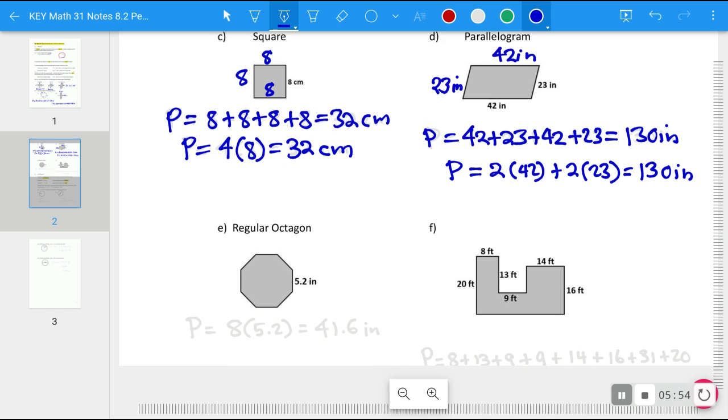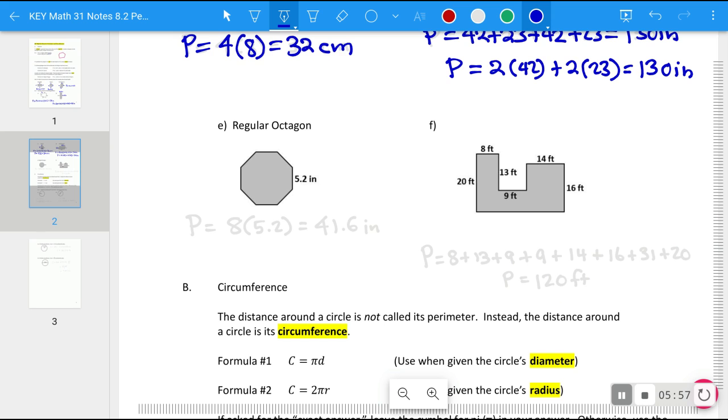Okay, the next shape we're going to look at here is a regular octagon. And as soon as you see that word regular, you know that once I've told you one side length, I've told you them all. There are 8 sides, and they're all 5.2 long, which turns out to be 41.6 inches of perimeter.